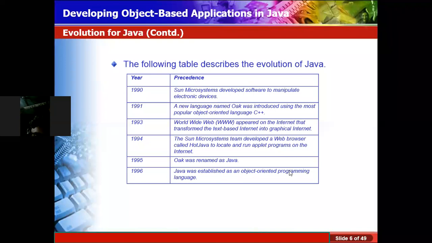It is a complete history of Java. In 1990, Sun Microsystems developed software to manipulate electronic devices. In 1991, a new language named Oak was introduced, using the most popular object-oriented language, C++.